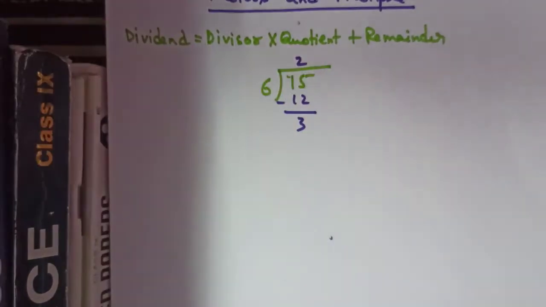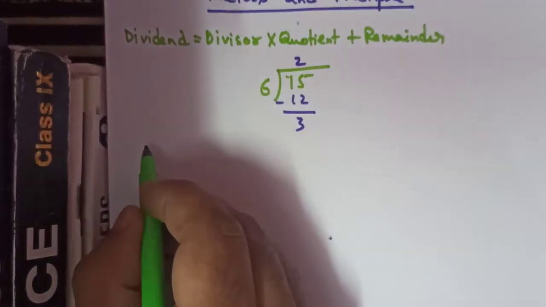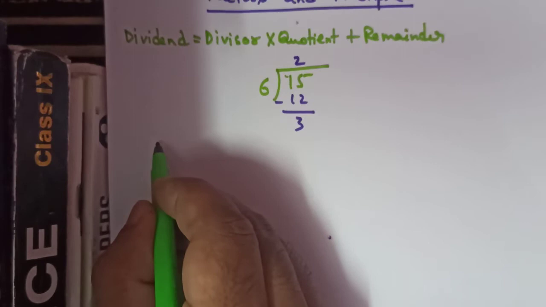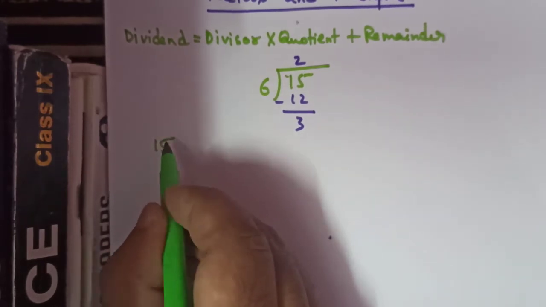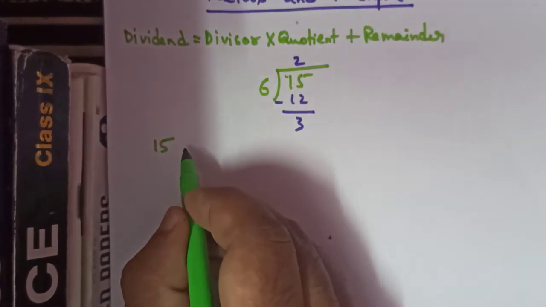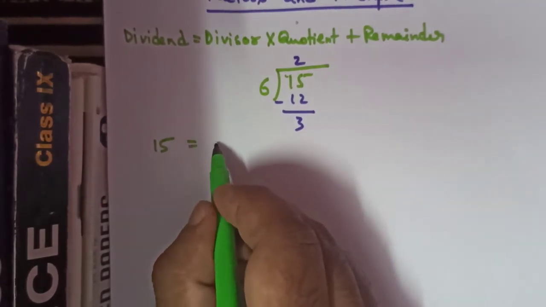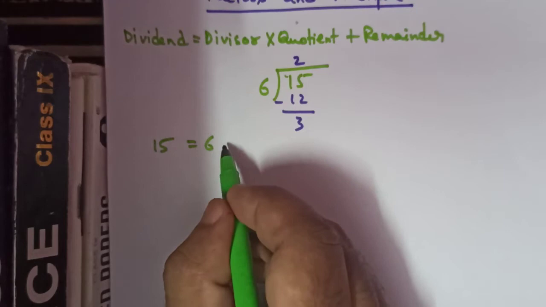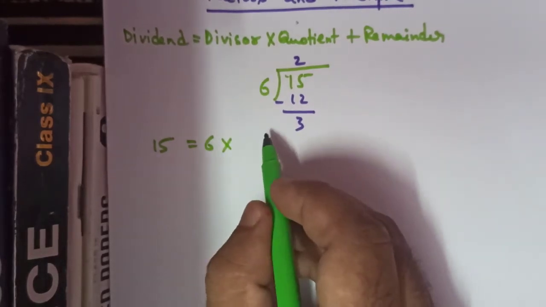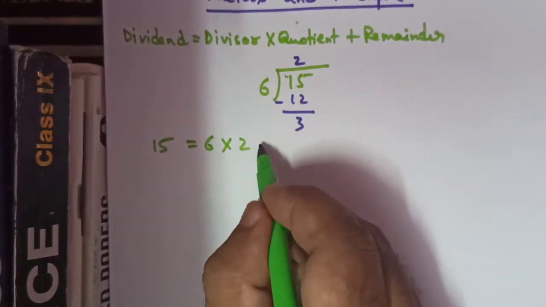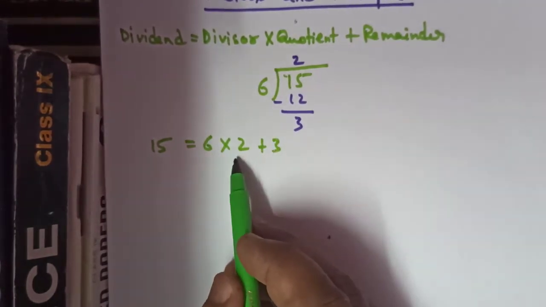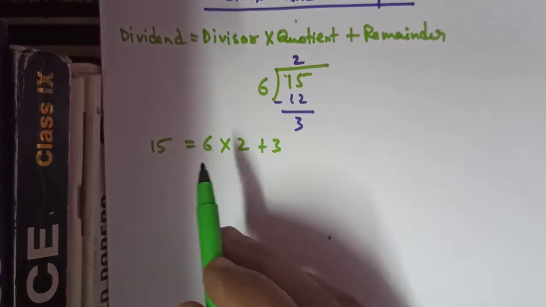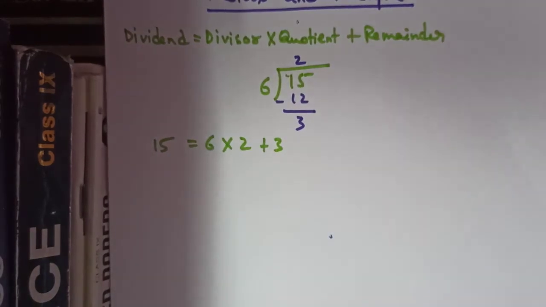Now if we want to write it in the form of the division algorithm, in place of dividend I can write 15. What is the divisor here? 6, and the quotient, what is the quotient here? 2, and the remainder we are getting is 3. So 6 times 2 is 12, 12 plus 3 is 15. LHS is equal to RHS.